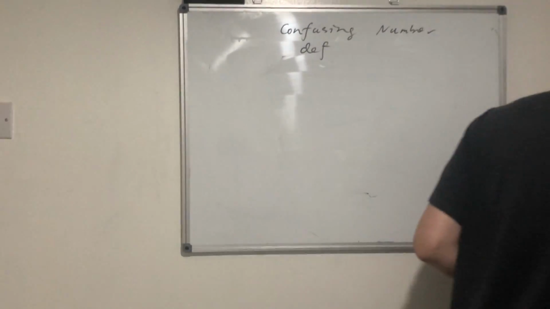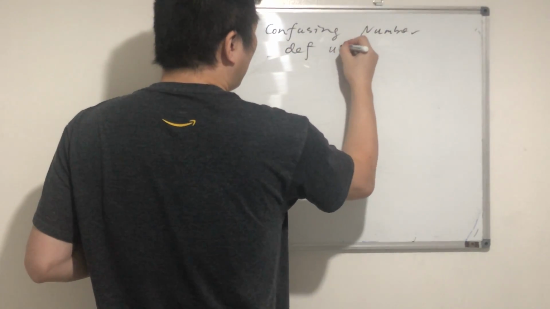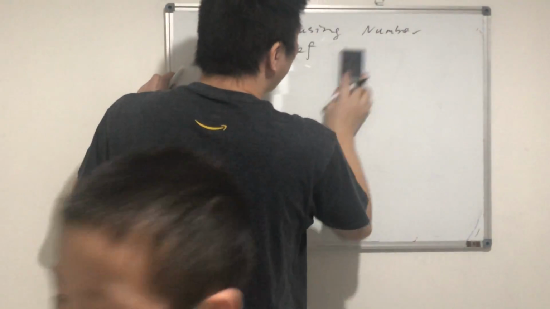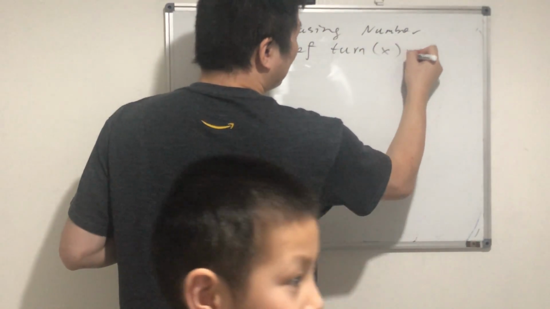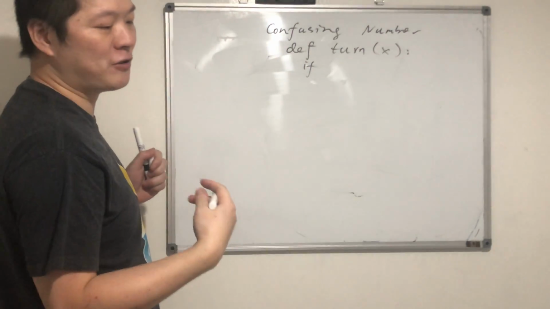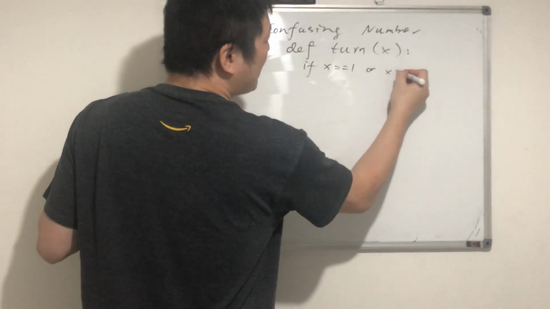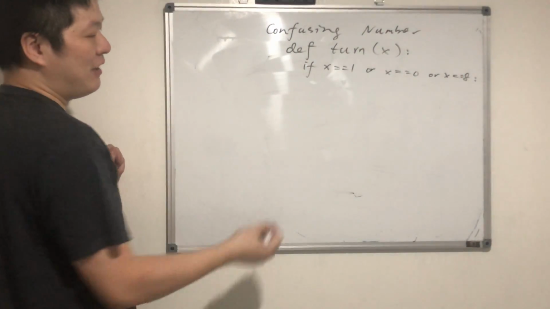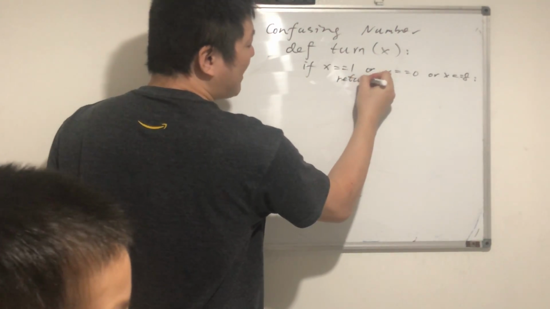Okay, so define upside down, taking x. This is a helper function we're going to make, okay? If x equals 1, or x equals 0, or x equals 8, what should we return? Return x, because when you look at it upside down, it's the same.